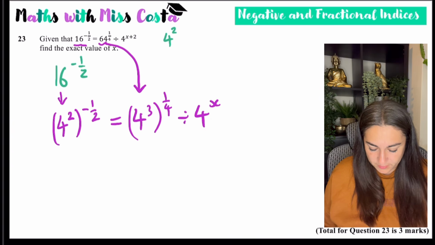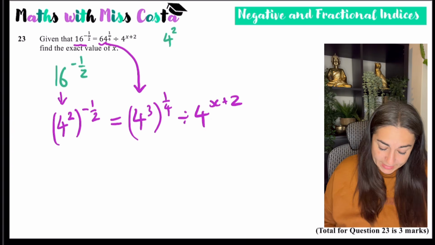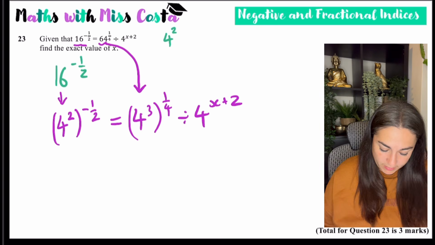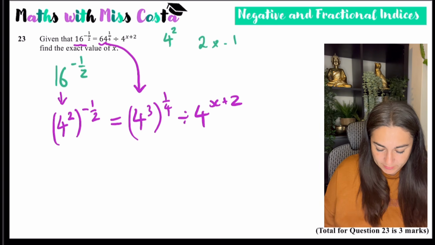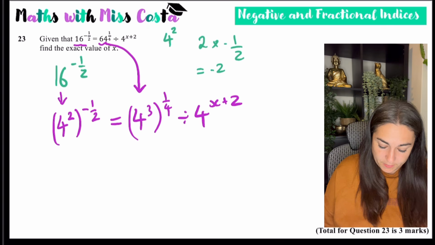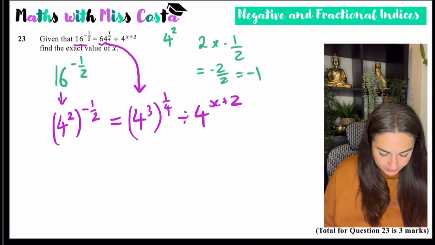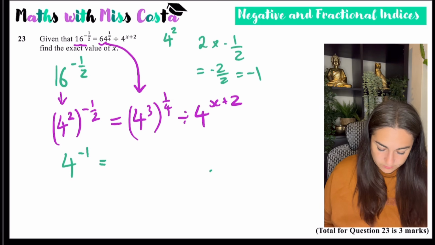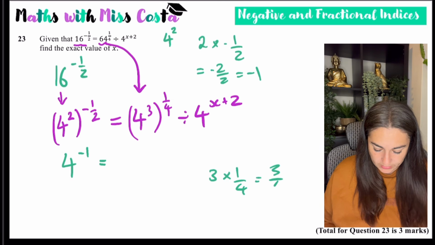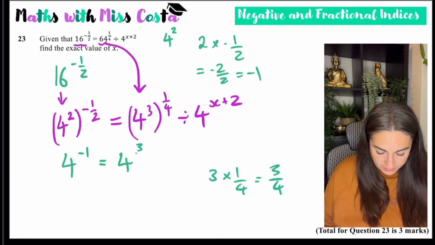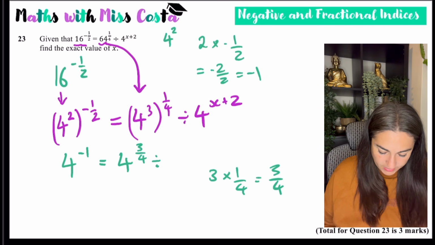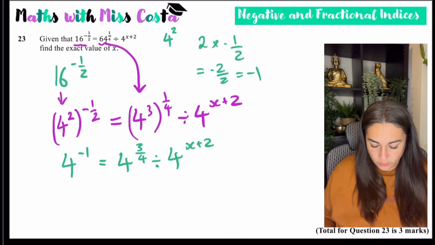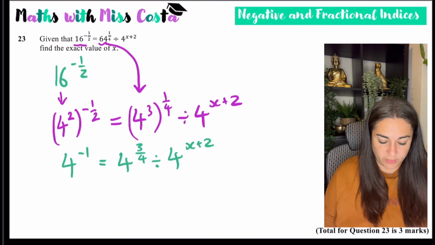Divided by 4 to the power of x plus 2. So now let's simplify. Remember, the law of brackets is that you multiply the powers. So 2 times minus a half would be minus 2 over 2, which is minus 1. So that would be 4 to the power of minus 1. 3 times a quarter would be 3 quarters. So that would be 4 to the power of 3 over 4 divided by 4 to the power of x plus 2. So I've got them now all to have the same base, which makes my life a lot easier.